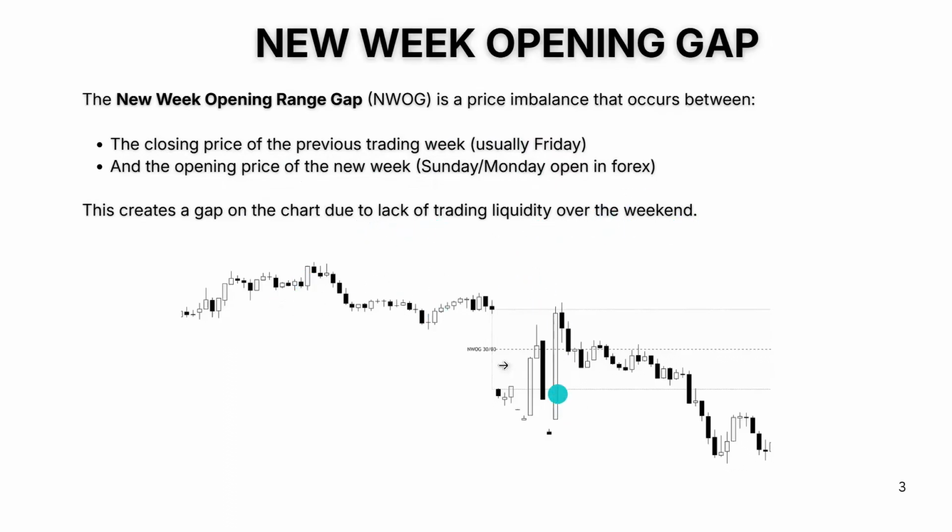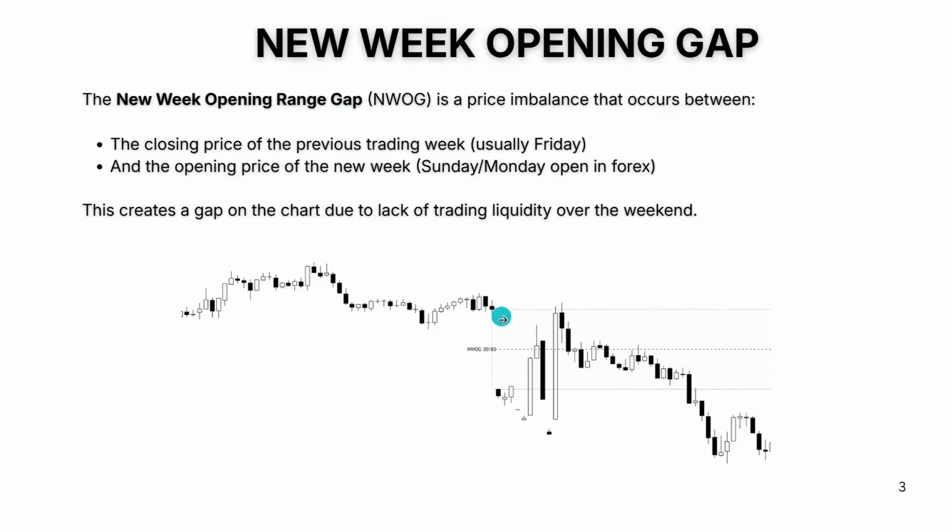So here's an example. This candle here represents Friday's close, and then this candle here represents Sunday's open. Now, the gap that's formed between the closing price and open price is what we call the new week opening gap. This is an example of liquidity void. A liquidity void is when there is absence of trading volume. So we can't see any candlestick here.